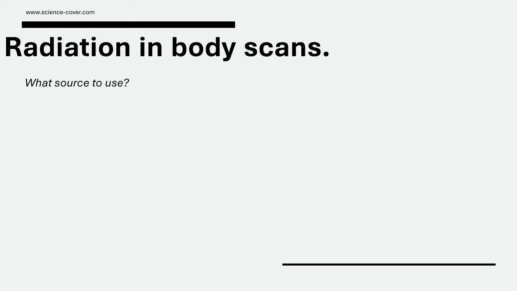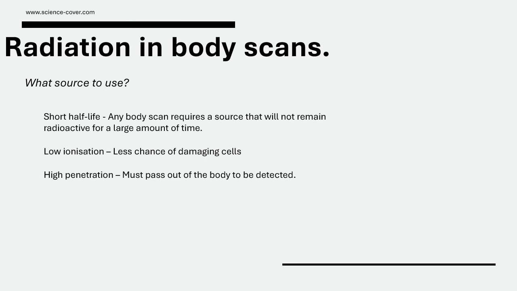Now, when a doctor is thinking about what kind of source they should use, there are three properties that they need to consider. The first is that the source should have a short half-life. This is because they do not want the source to remain radioactive for a large amount of time. Usually just a few hours will be sufficient. We want something with a low ionization. This means that it's got less chance of damaging the cells or causing cancers. And we want something that's highly penetrating so that it passes out of the body and allows the doctors to perform their scan.